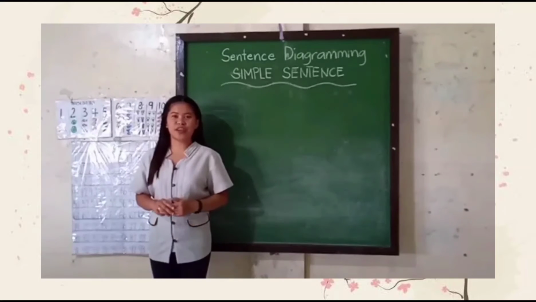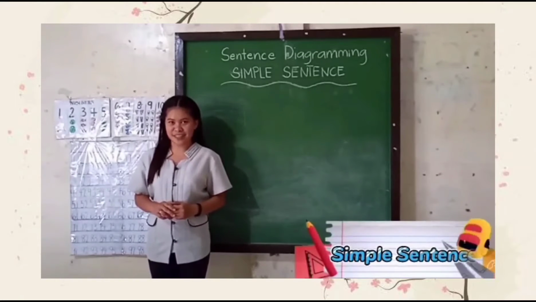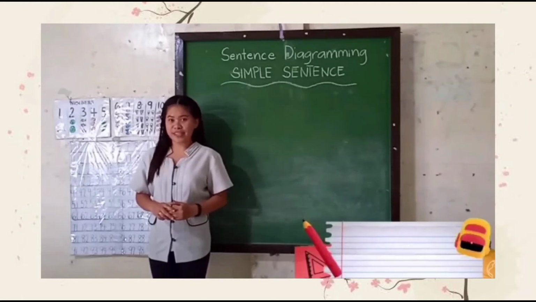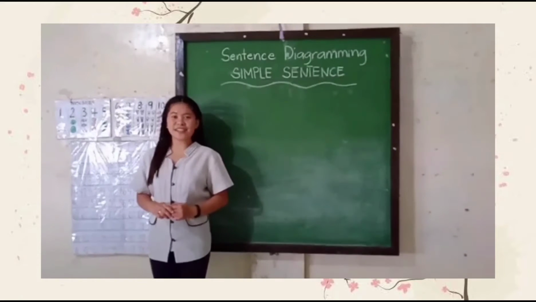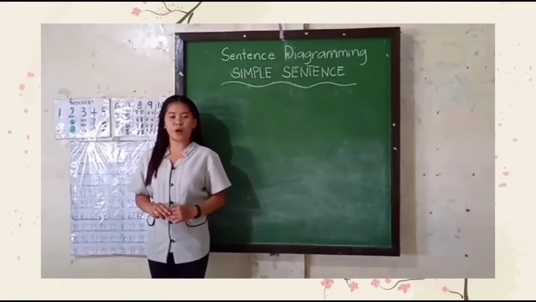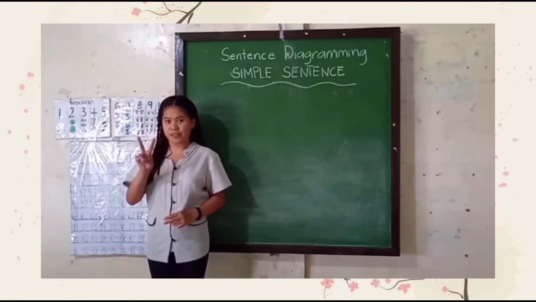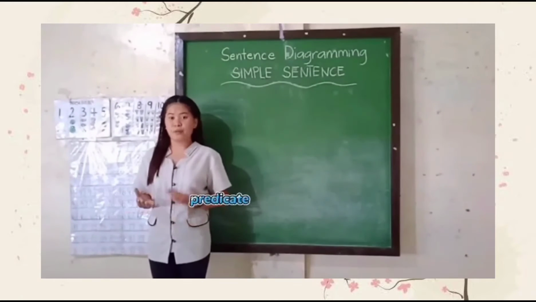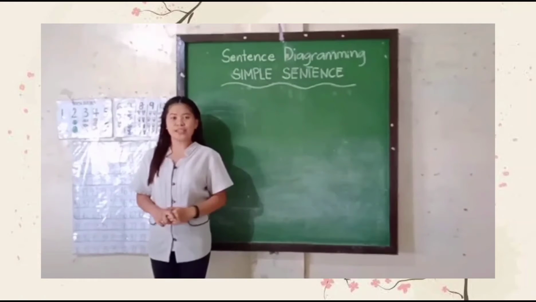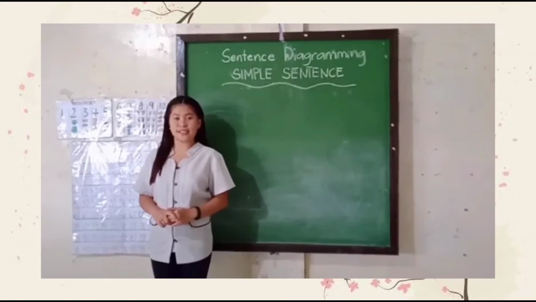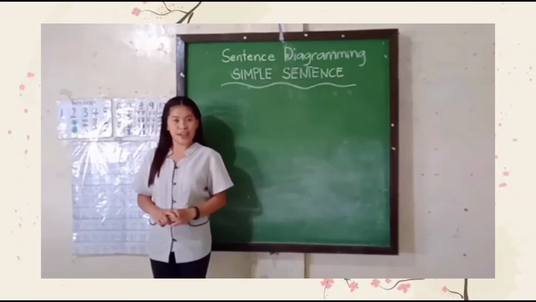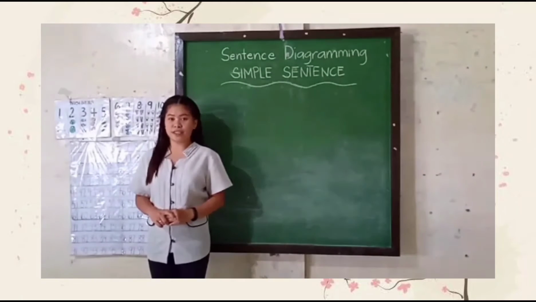To demonstrate how to diagram simple sentences. First, what is a sentence? A sentence is a group of words giving a complete thought. Every complete sentence contains two parts, a subject and a predicate. The subject is what or whom the sentence is about, while the predicate tells something about the subject.